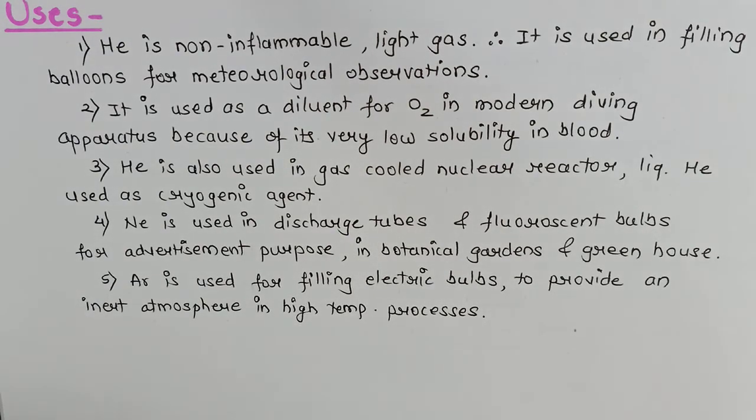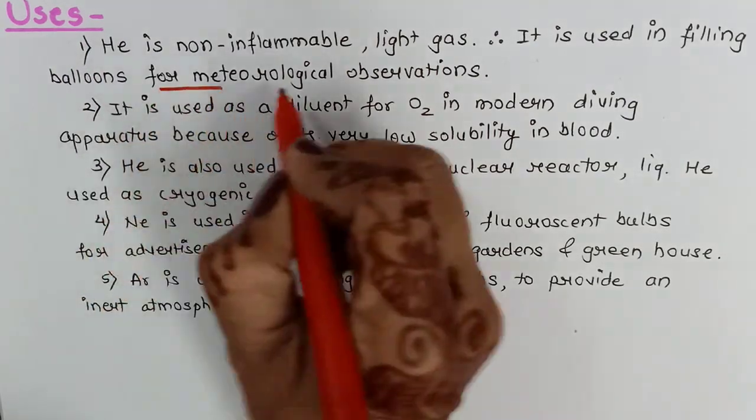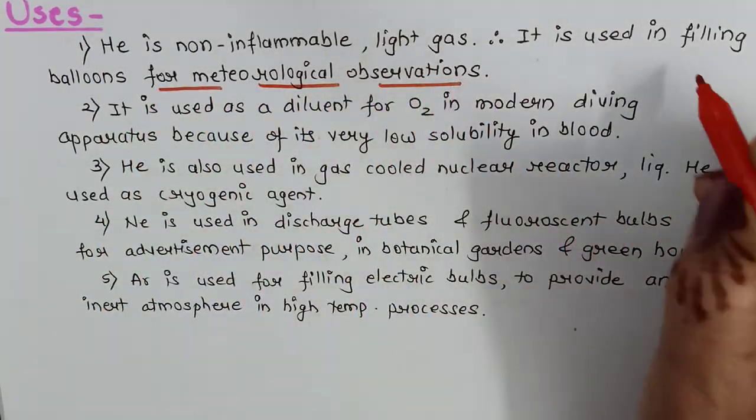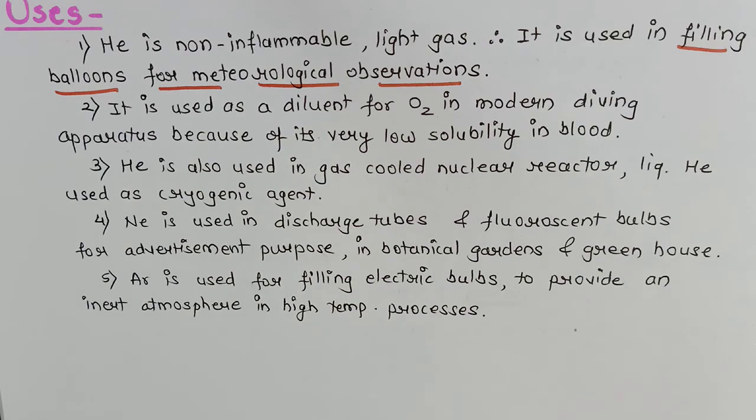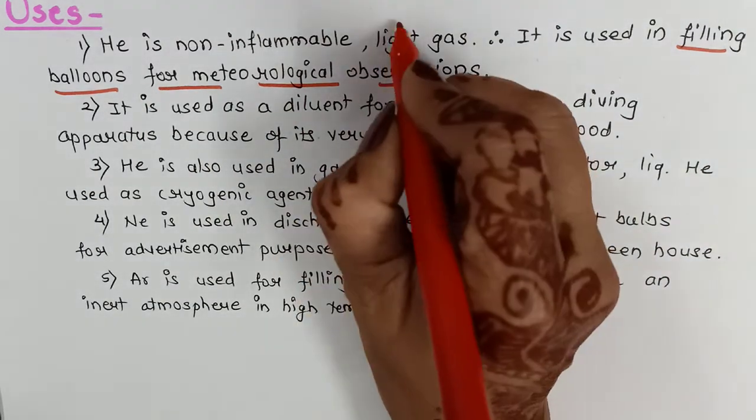So let us discuss what the uses of these noble gases are. Some people think that since noble gases are unreactive elements, they are of no use. But on the other hand, noble gases have tremendous uses. Like helium, it is used for meteorological observations. It is used in those balloons which are used for meteorological observation. Now why is helium used for filling these balloons? Because of its light nature.